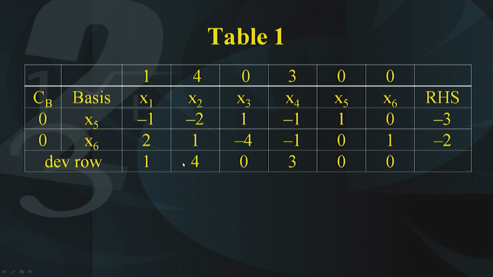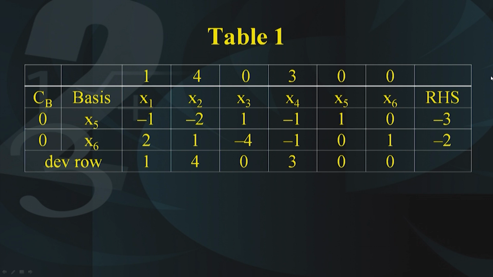Next, we will calculate the deviation rho, that is the cost coefficients, and they are nothing but as before, 1 minus 0, 0 multiplied by minus 1, 2, and that comes out to be 1. And similarly, for the others, 4 minus 0, 0 multiplied by minus 2, 1, that comes out to be 4. Similarly, 0, 3, 0, and 0. So, I hope you have understood how the initial table has been prepared.